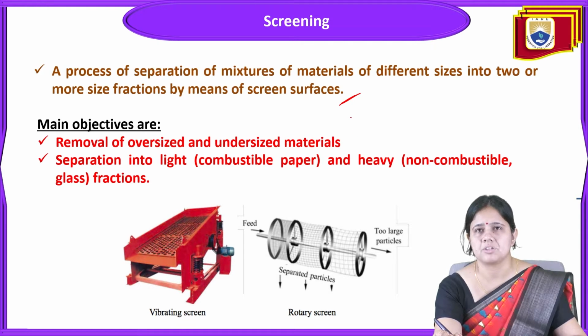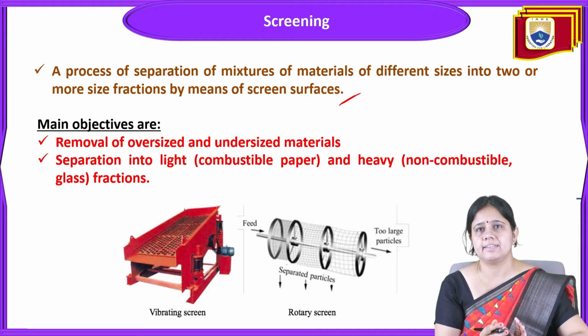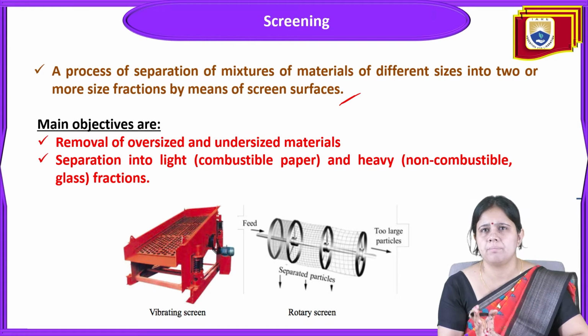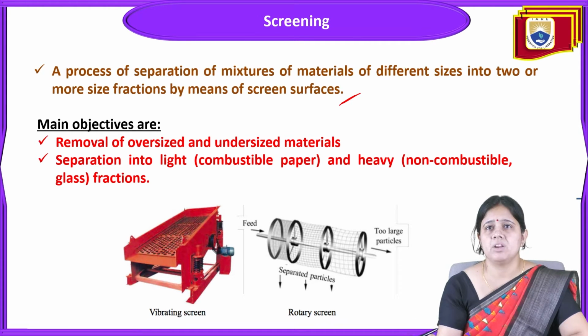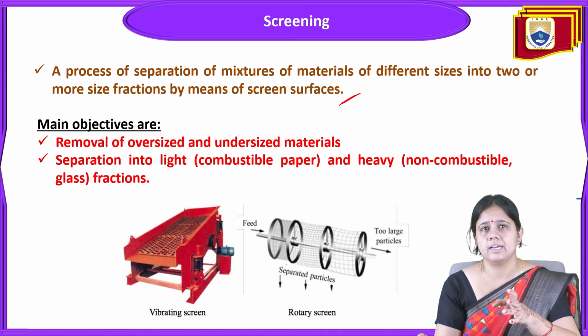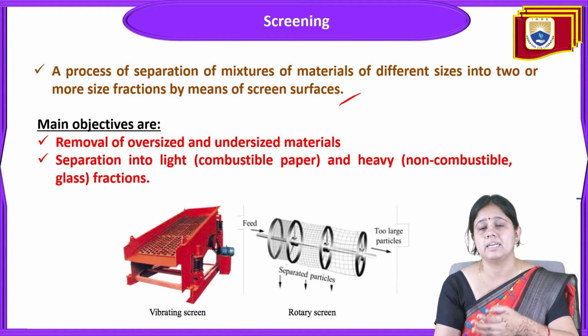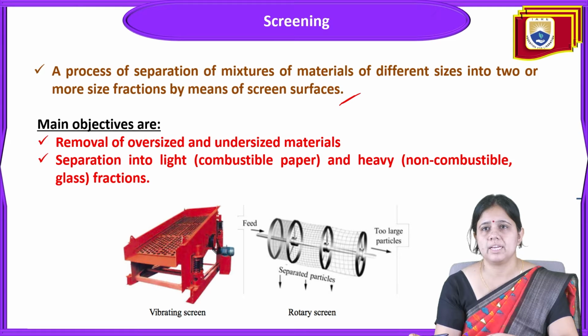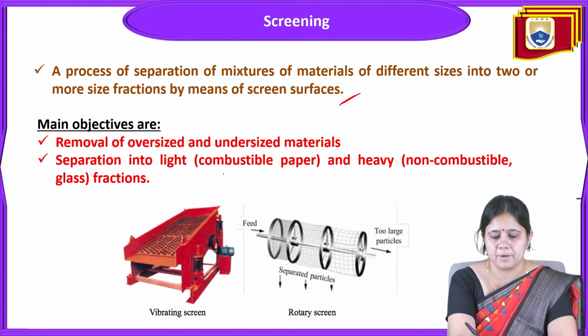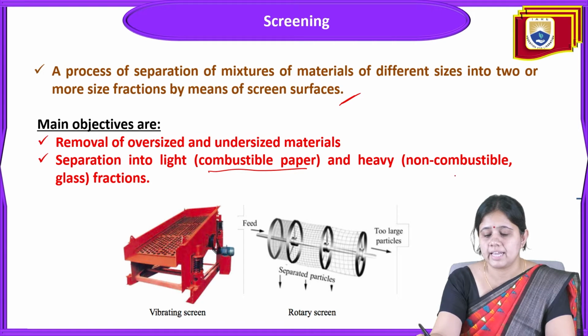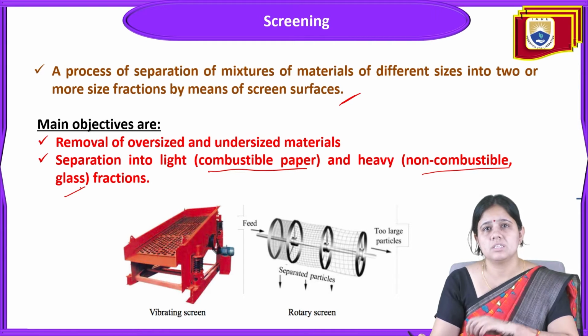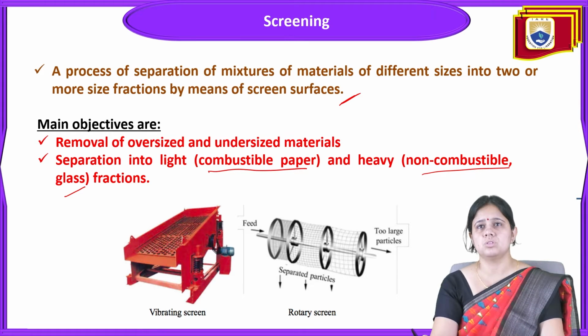So it is a separation of a mixture of materials by size into two or more size fractions. The main objective of screening is to remove oversized and undersized material and to separate into light and heavy material. Light is like combustible paper, and heavy is like non-combustible glass fraction. So screening should be used for the separation of light and heavy glass fraction.